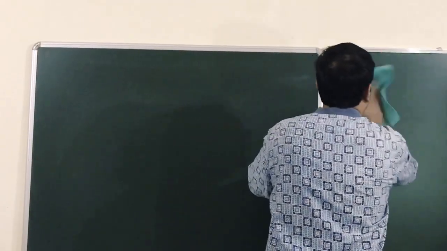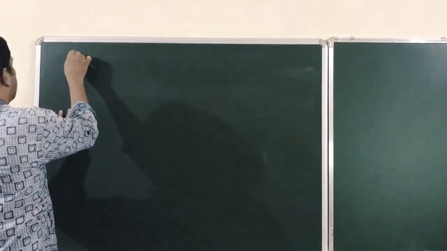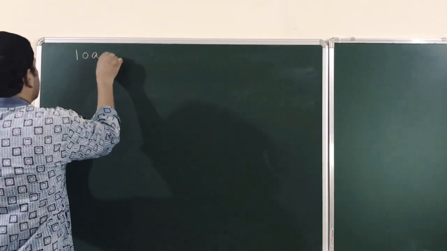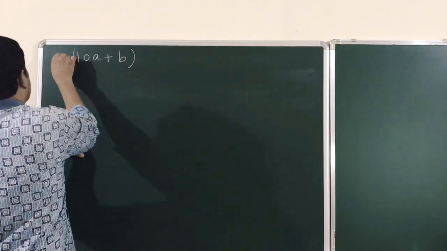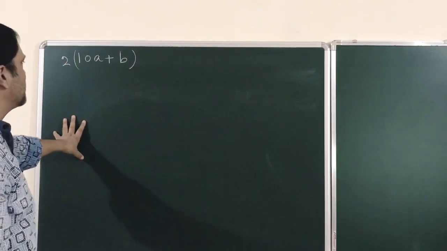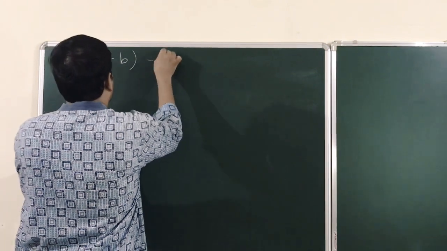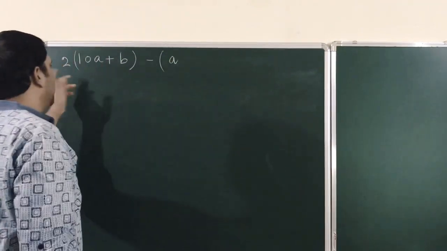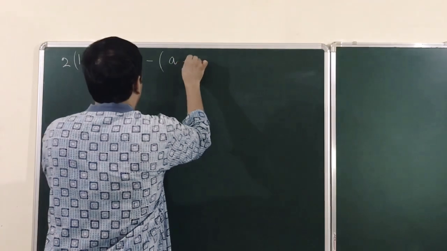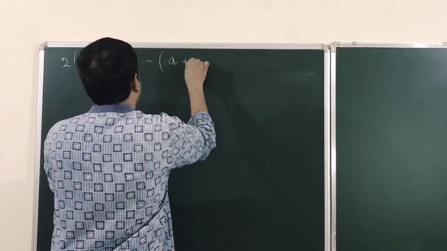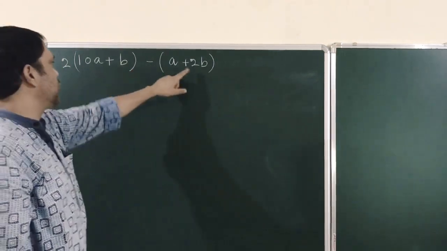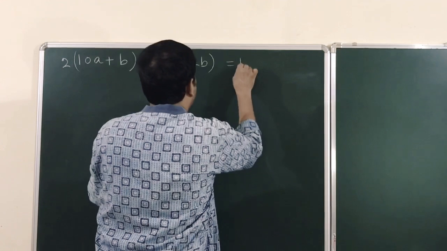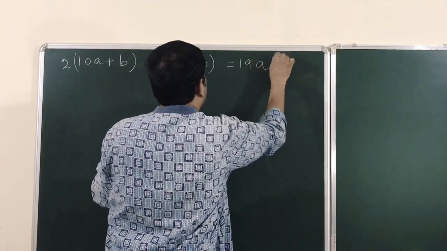Now let's say we have to confirm the divisibility by 19. So for 19's divisibility, I take 10a plus b, and first I multiply by 2. So that is 20a plus 2b you will get. In that, minus a, so that is 19a, and minus 2b plus 2b. Here you will get plus 2b and this minus 2b is cancelled, and finally you will get 19a. So this is divisible by 19.